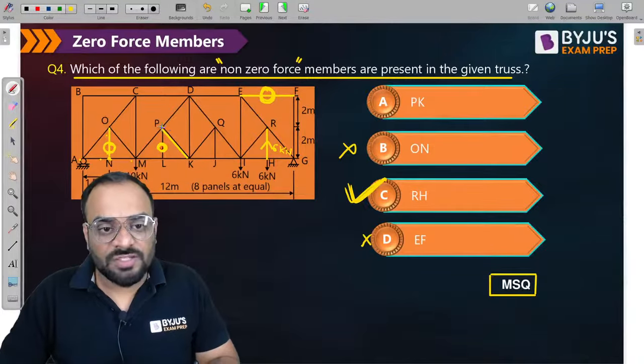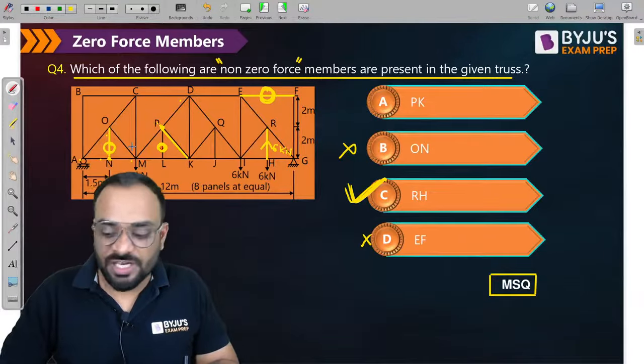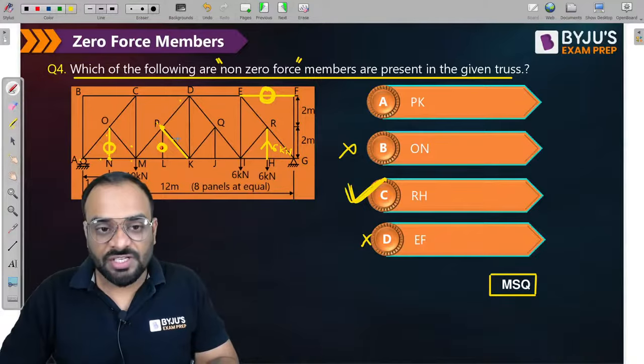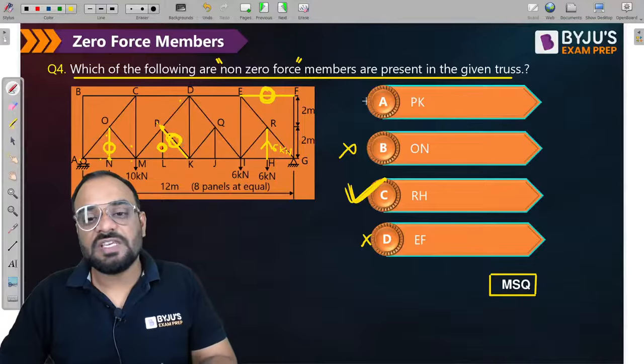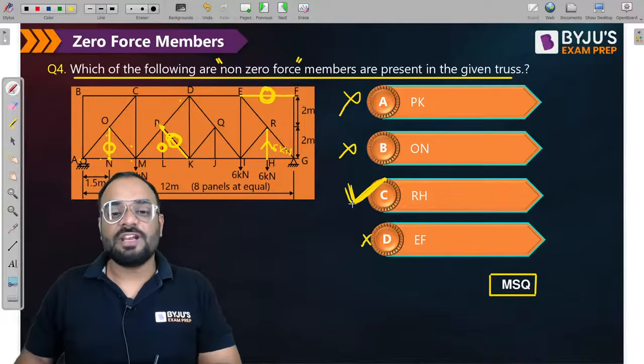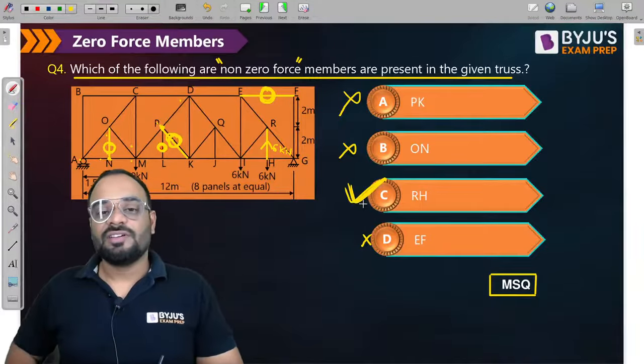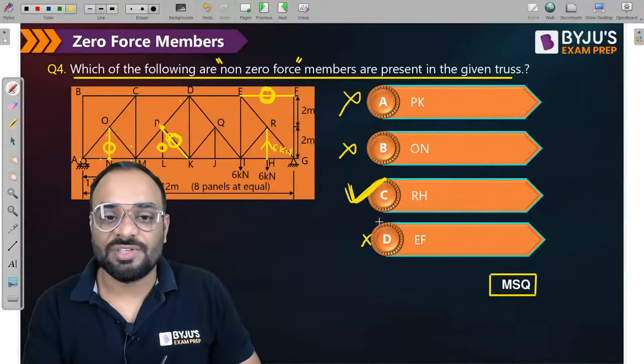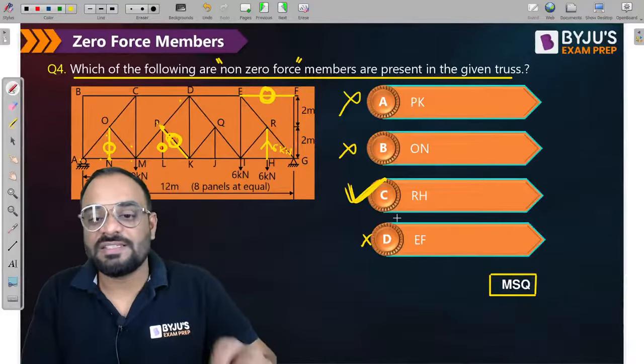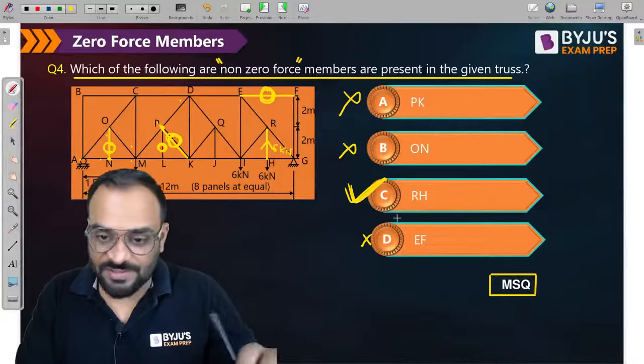Now what you will do, guys, you will consider joint P and observe that member PD and member PM are collinear in nature and this is non-collinear in nature. So PK will have zero force again. If it is zero force, again this is wrong. So only one member is there which is non-zero force, that is C. C is the correct answer, RH.